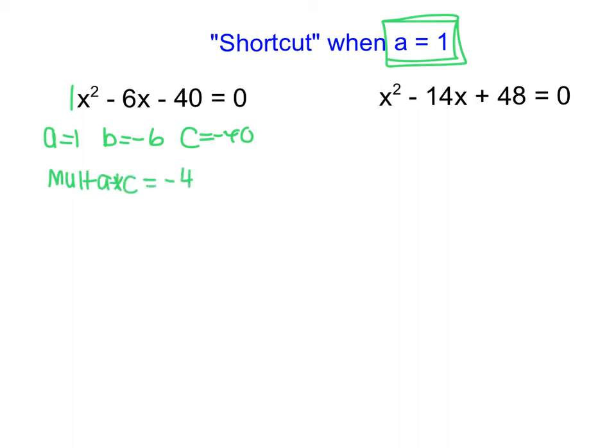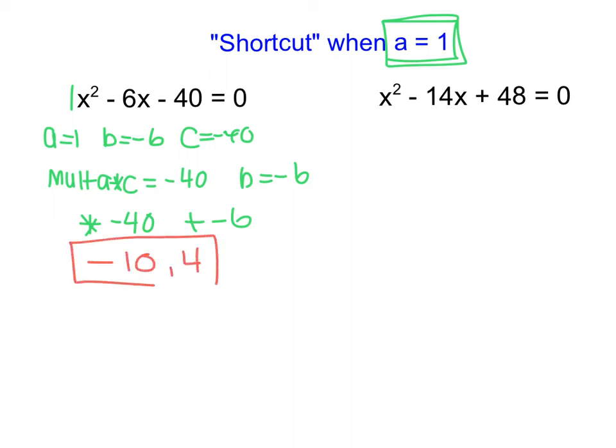Well, if I multiply A times C, I end up with negative 40. And I add to B, which is negative 6. So I'm looking for two numbers that multiply to negative 40 and add to negative 6. And if I think through the factors of negative 40, I think about 5 and 8, and I think about 4 and 10, and I think about 2 and 20, what I realize is that the two numbers that multiply to be negative 40 and add to negative 6 are negative 10 and a positive 4.